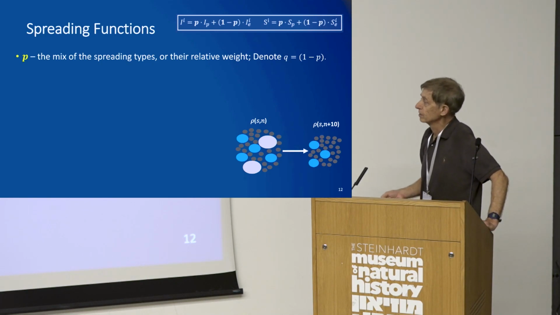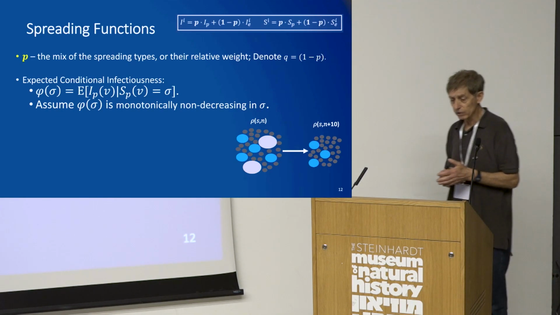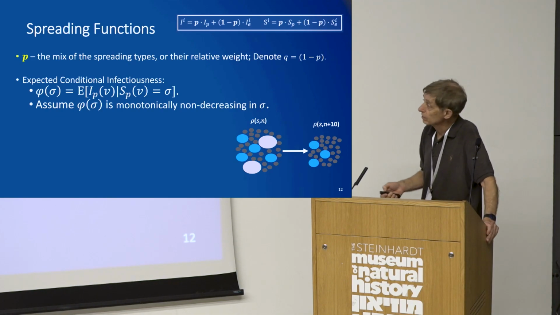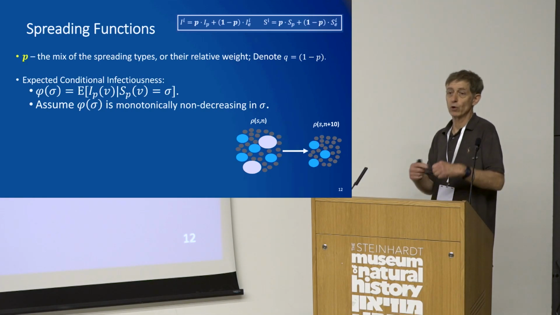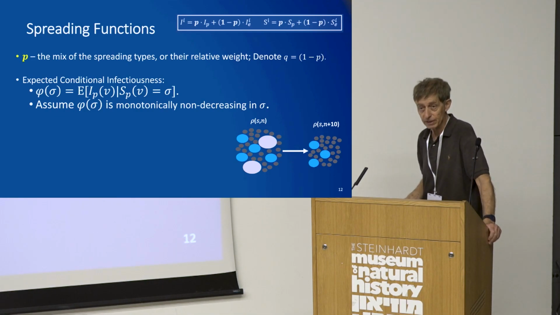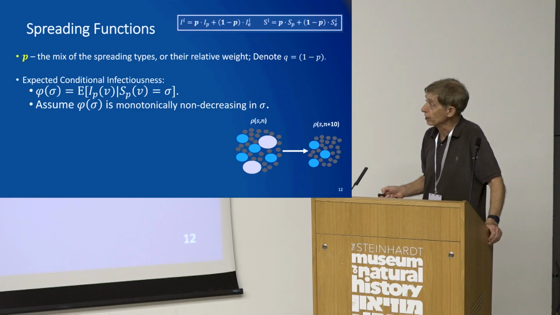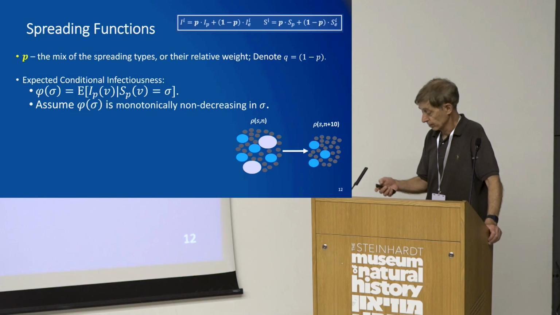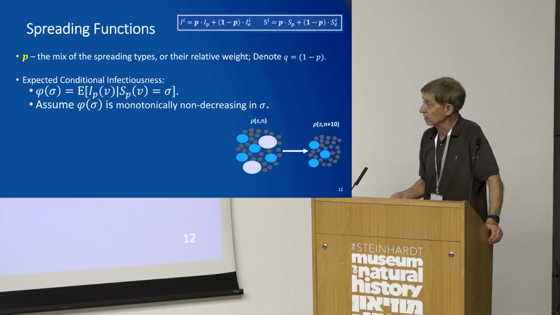When we do this, as I said, P is a mixture between the two and depends on the society. And the important assumption that we have is the expected conditional infectiousness. It depends how much you are infective depending on how much you are susceptible. That's the conditional dependency between infectiousness and susceptibility. And we only assume that this is monotonic in susceptibility. That's the only assumption we have.